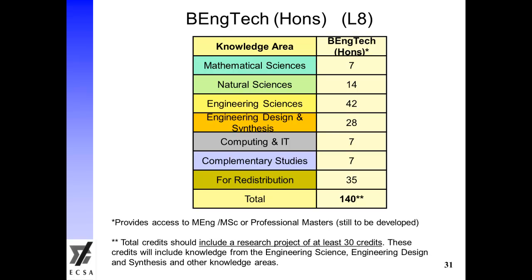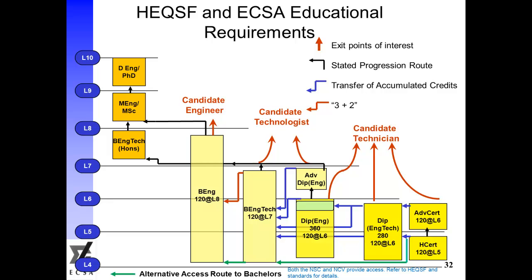Although the BEngTech Honours does not lead to registration as a candidate engineer, the exit level outcomes and allocated credits to different knowledge areas, when the Bachelor of Engineering Technology and the Bachelor of Engineering Technology Honours are viewed as a package, have been designed to meet or exceed the BEng standard, so that the BEngTech Honours can provide access to an MEng degree and the engineer and technologist streams can converge at the master's level.